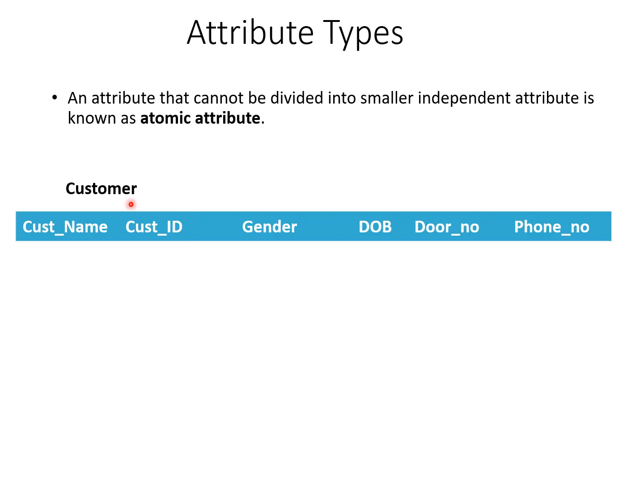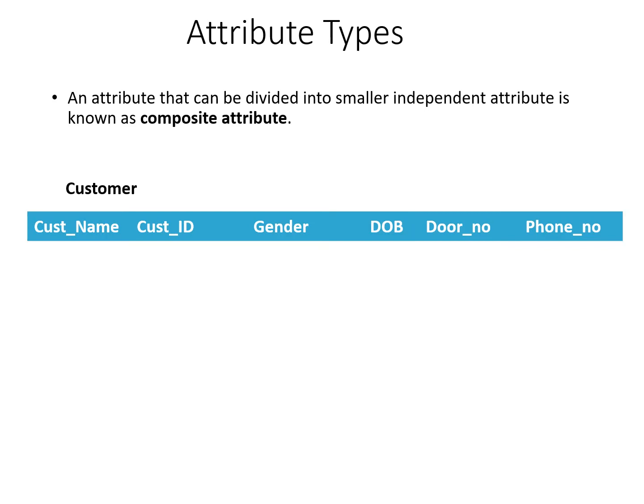Say for example, you have customer ID. Say you have gender. If you are a male or a female, you cannot divide it any further. Say if you have a student ID 1, the 1 cannot be divided any further. So something which cannot be divided any further can be called an atomic attribute.